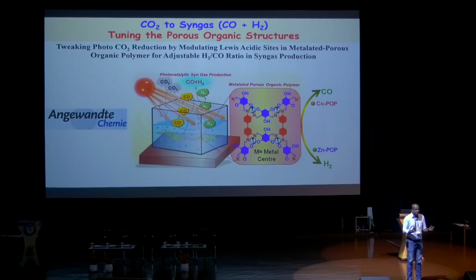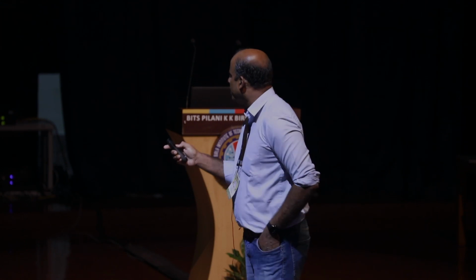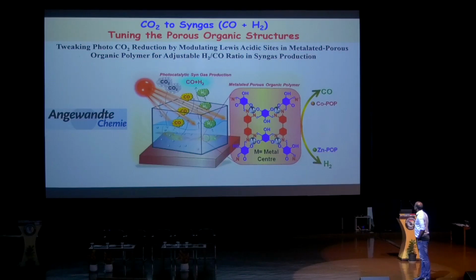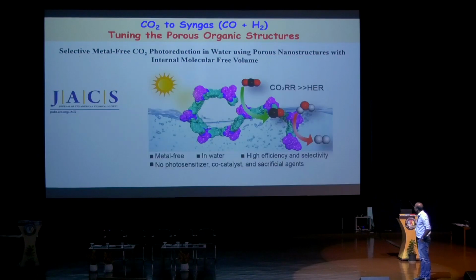So you can tune, and there is a charge interaction, charge transfer between the porous organic polymer and this metal, favoring the syngas 1:2 ratio, and that 1:2 ratio we can do. Again, this is a photocatalytic green energy way of producing it.